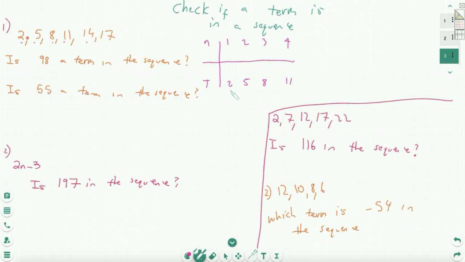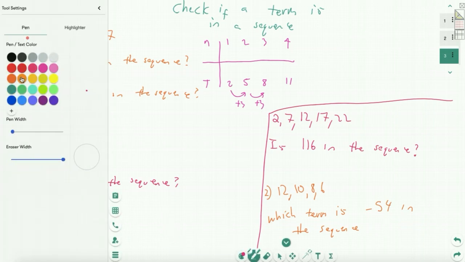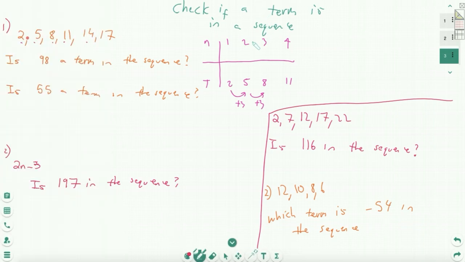Well, the term-to-term rule is adding 3 every time. So I'll choose 2 this time. We're going to multiply by 3. 2 times 3 is 6, minus 1. So our nth term is n multiplied by 3 minus 1.